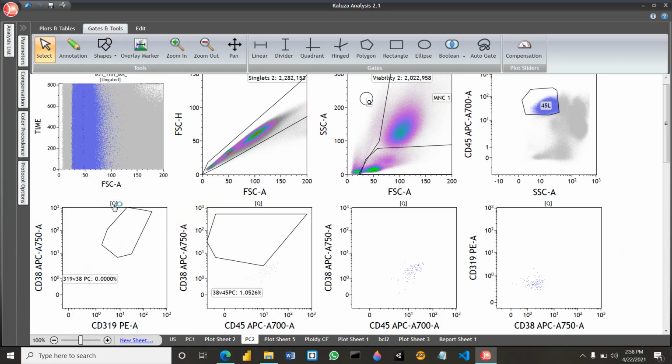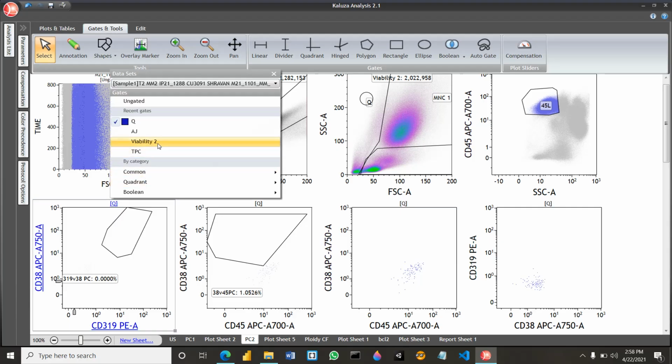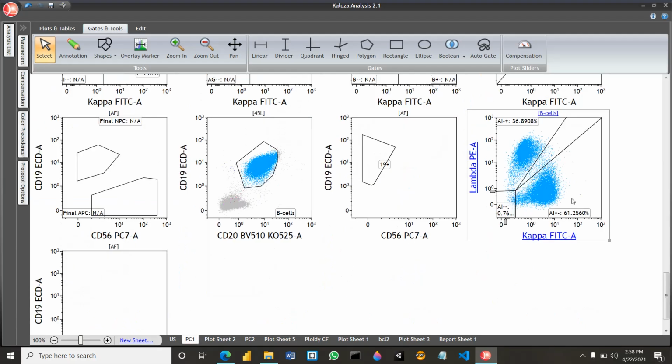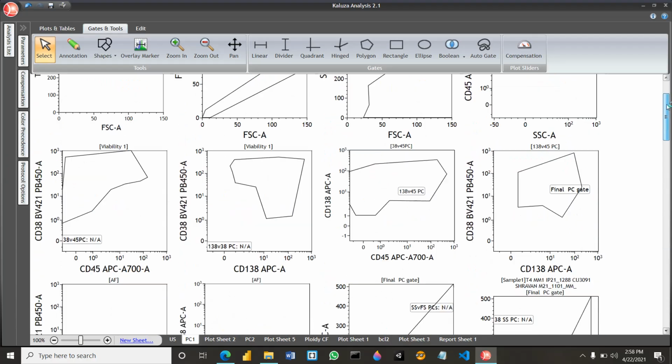So we use this viability gate. Again, we start with the viability second tube, and then we look for the marker. You can see there are cells which are nicely CD38 positive and CD319 positive. They are a nice bright population. They are 3.2% plasma cells in this tube. Let's see what the plasma cell percentage was in the earlier tube.